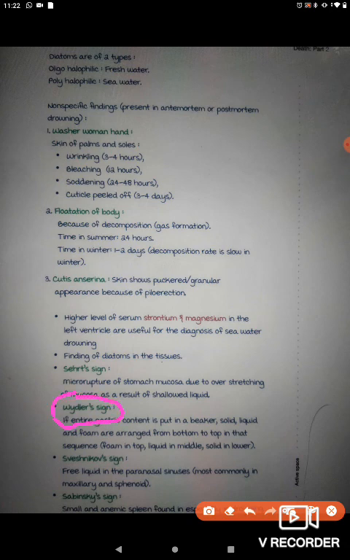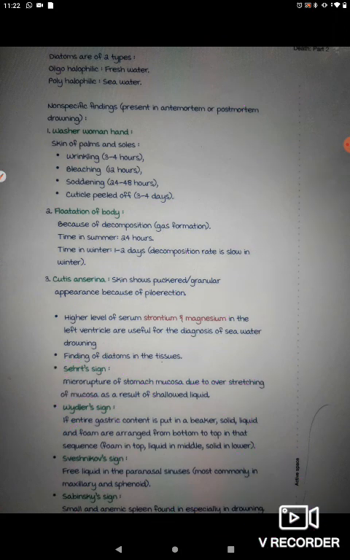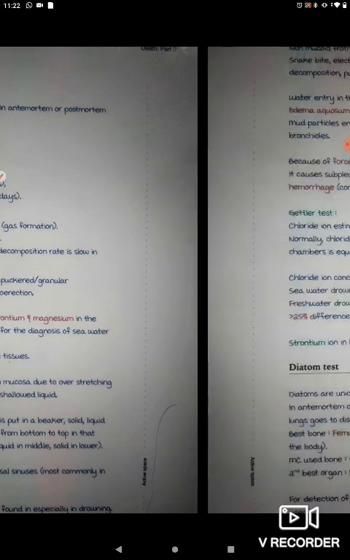This was the Wedler sign, and Sehard sign is a micro rupture of the stomach mucosa because of the overstretching, because the stomach is getting filled with the water. So these micro ruptures occur in the stomach mucosa. This was the Sehard sign. So these are all the signs we have seen.